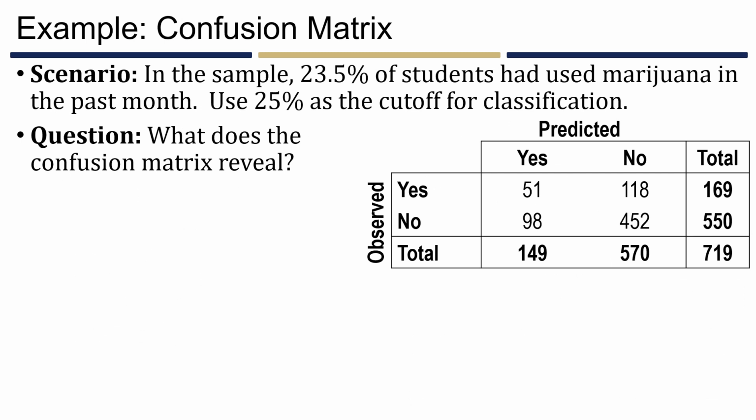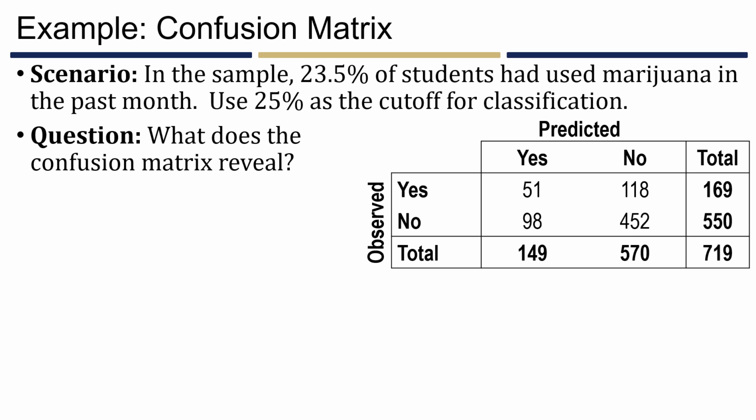So to finish things off, let's take a look at the confusion matrix for our marijuana example. In the sample, 23.5% of students had used marijuana within the past month, so what we can do is use 25% or 0.25 as the cutoff for classifying the observation. We'll say that any predicted probability greater than 0.25 will be classified as a yes, or the student has used marijuana. Any predicted probability below 0.25 will be classified as a no, or predicting that they have not used marijuana.